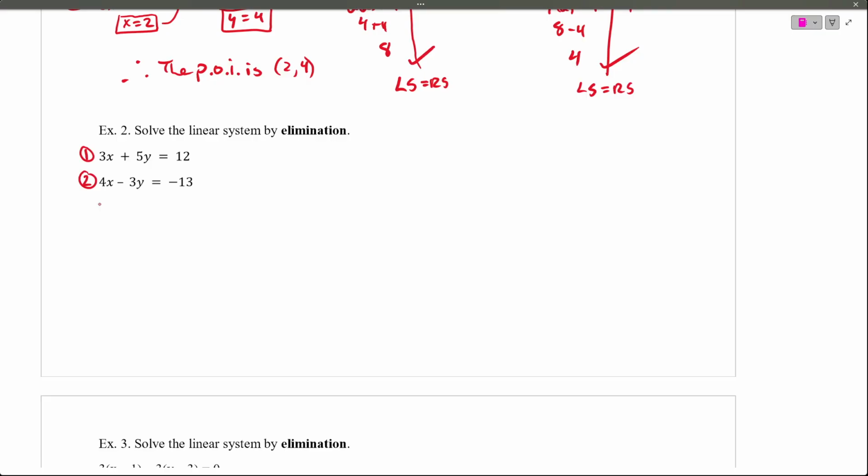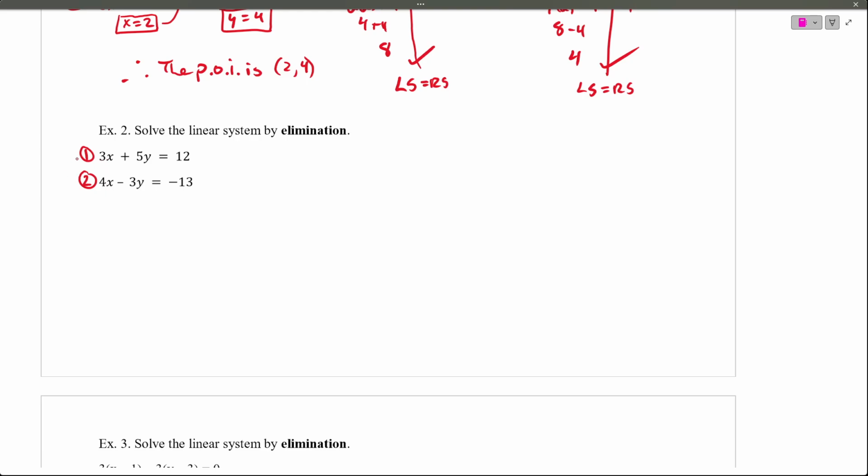Okay. So first up, our goal is to get matching coefficients. There's no easy one here. However, let's try and get the x's to match. So what is a common multiple that I can get to here? Well, if I get them both to 8, that won't work because multiplying 4 by 2 will get me to 8, but I can't get 3 to 8. That doesn't work. But they do have a common multiple that will get us to 12.